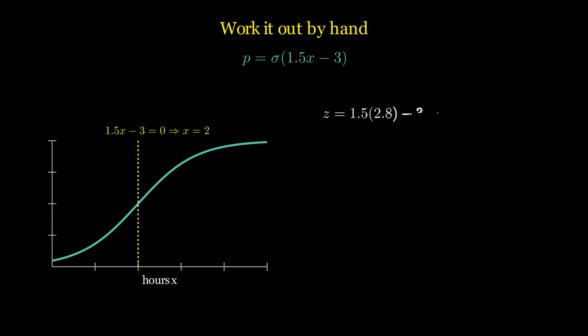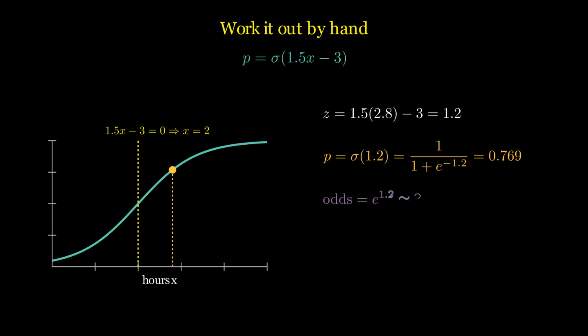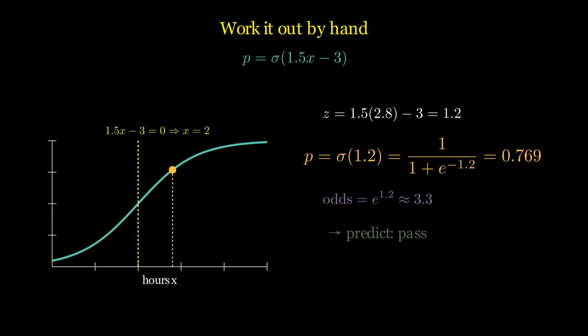Now predict for a student who studied 2.8 hours. The score is 1.5 times 2.8 minus 3. That's 1.2. Push it through the sigmoid, 1 over 1 plus e to the minus 1.2, which is 0.77, so a 77% chance of passing. And the odds? e to the 1.2, about 3.3, roughly 3 to 1 in favor. That's students on the pass side of the boundary. That's logistic regression, end to end.